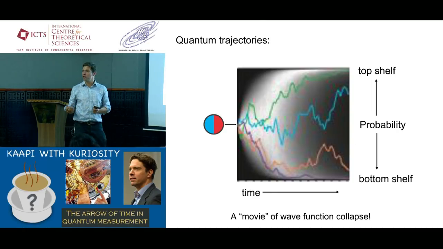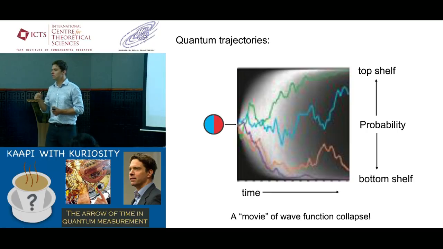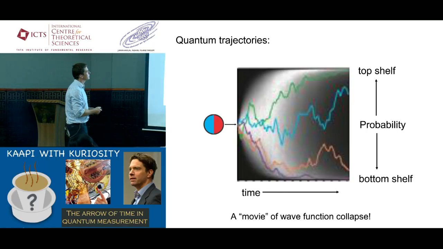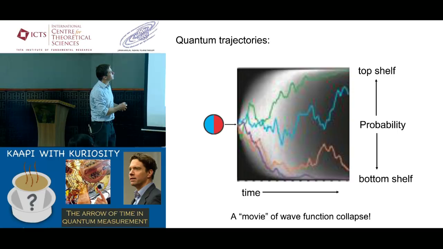This is something we actually can do in the lab. So here's some real data showing exactly that. Each colored trace is a different quantum trajectory that we've measured. Here it starts off with the ball on the top shelf and the bottom shelf at the same time. And this green trajectory jiggles around and eventually goes up to be highly likely to be on the top shelf.